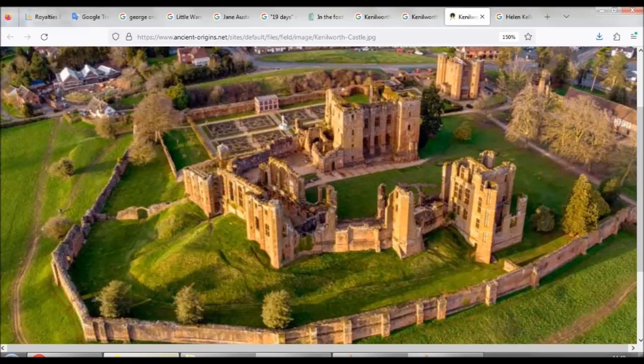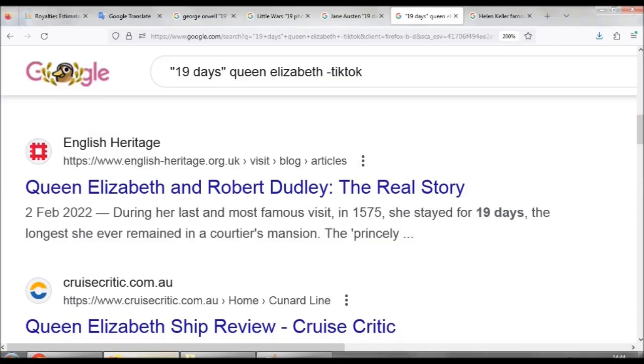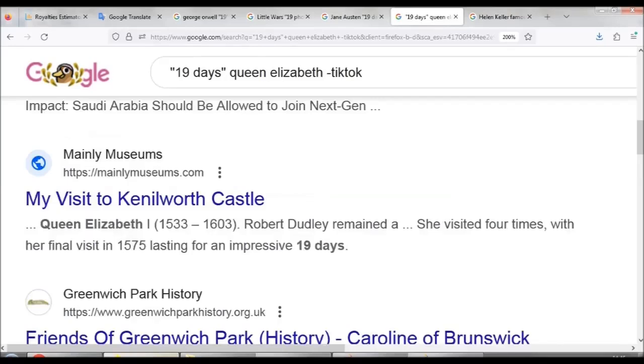And so the thing is, they're going to say that it was famous. How do we know Queen Elizabeth existed? Because this is what they tell us about these sites. This is a famous site. It's only famous because of this. What do they tell us? What is the reason why this Kenilworth Castle is famous? During her last and most famous visit in 1575, she stayed for 19 days, the longest she ever remained in a courtier's mansion. Ah, so she stayed here for 19 days. That's why it's a castle. You see? Yeah. And that's what they're telling us, official history.